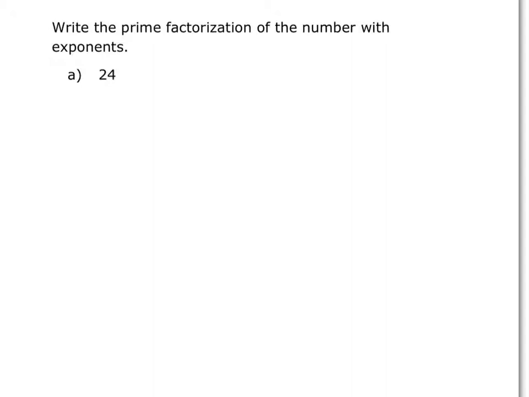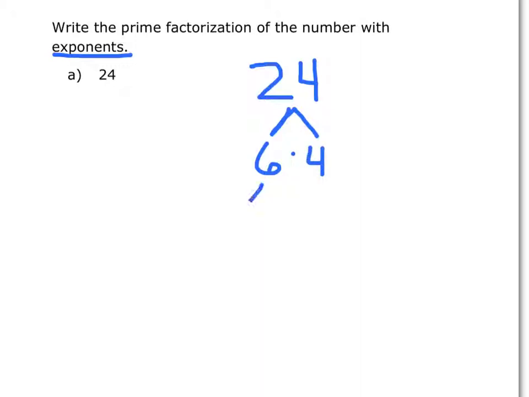Okay, now we're going to do the same thing, but it says we want to write the prime factorization using exponents. So let's do the same thing here. We're going to find the prime factorization. Okay, 24 has lots of facts you can use to get to it. I am going to use 6 times 4. So I know that 6 times 4 is 24. 6 is not prime, so it can have a branch.